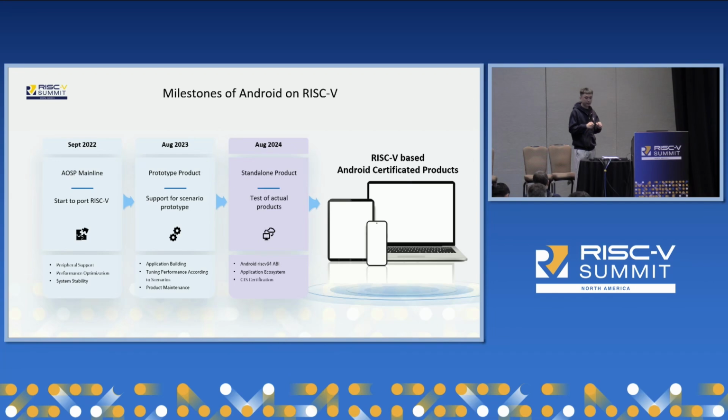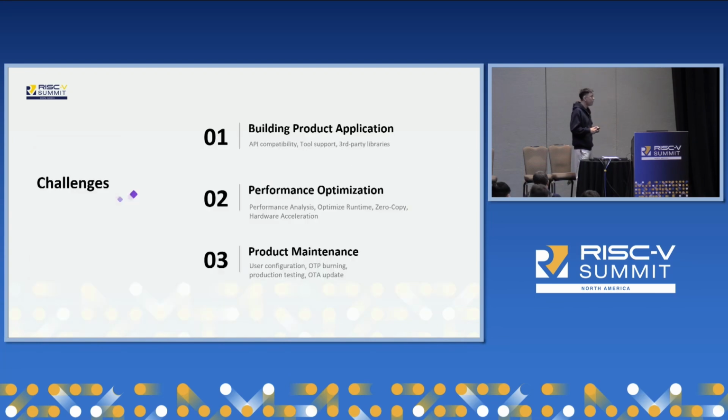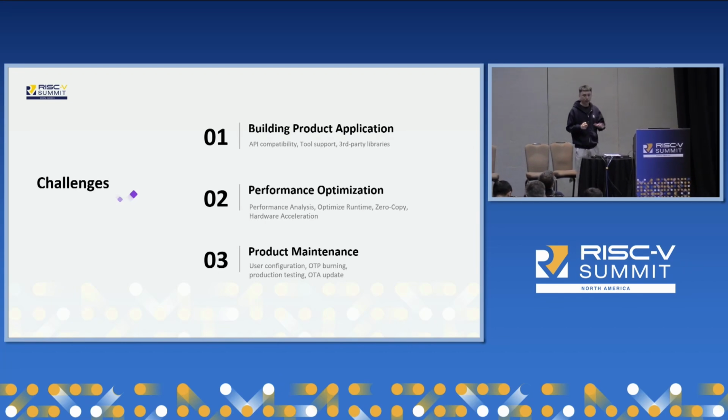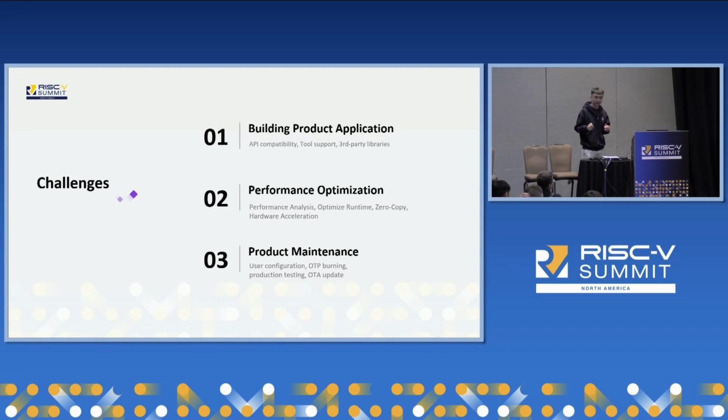Next, we hope we do not stop at the standalone product. We hope we can really produce Android certified products such as phones and pads, where you can freely install Android applications just like on ARM-based devices. In productizing Android, we faced a lot of challenges. We summarize them in three parts. The first is building the product and application, the second is performance optimization, and the last one is product maintenance.